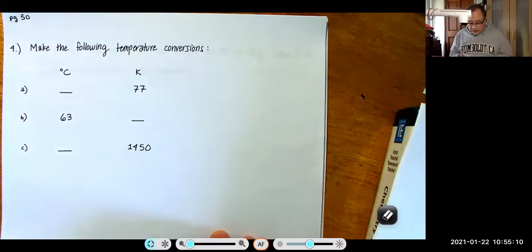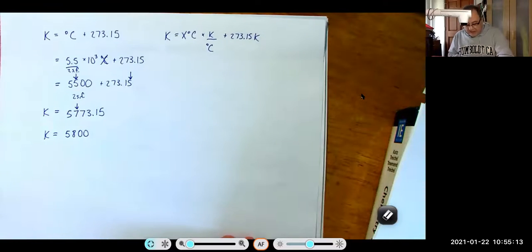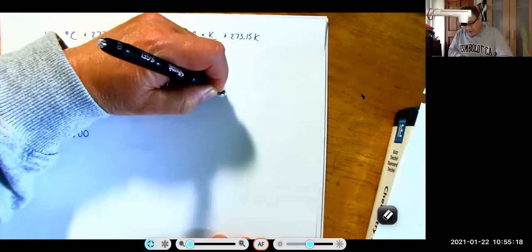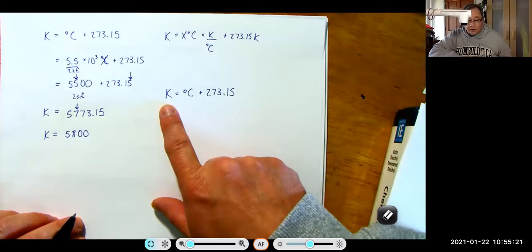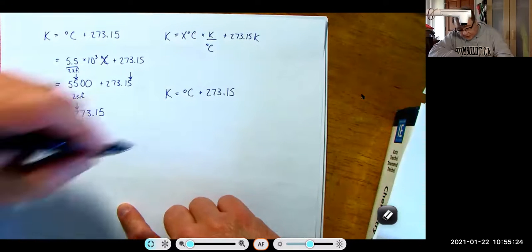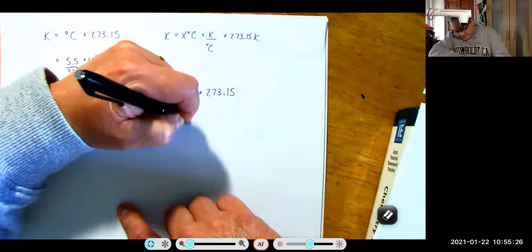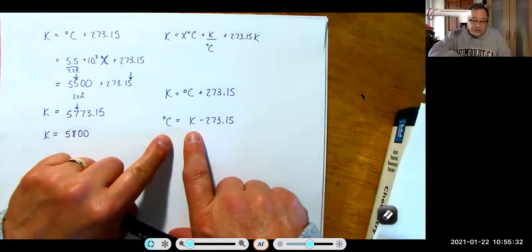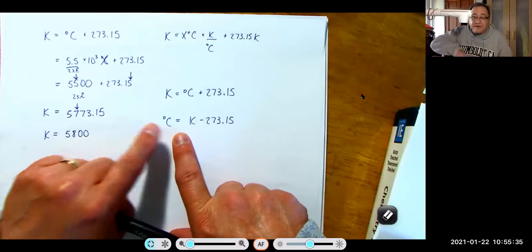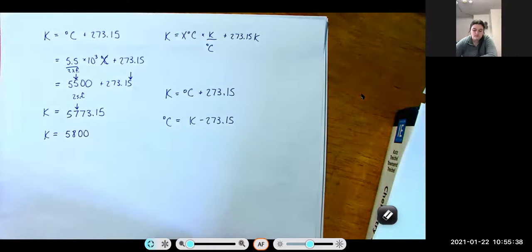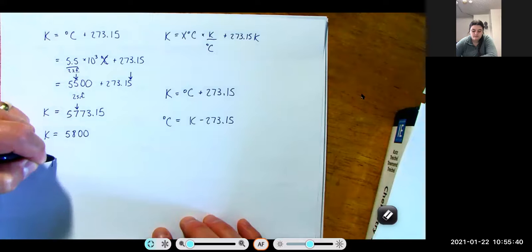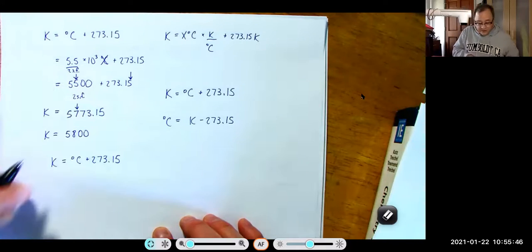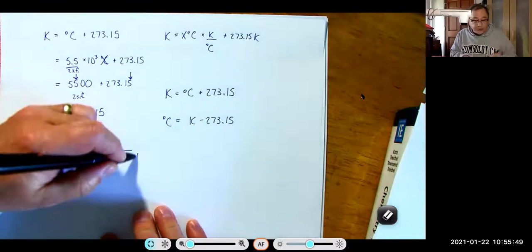Now, let me show you just quickly my take on this. So if you want to get Kelvin, use this formula. If you want degrees Celsius, you want to write this. Notice I've rearranged the equation so I have degrees Celsius on the left and everything else on the right. And how did I do this? Well, let me show you. Now, this is something I expect you to be able to do and not have to show all the work, but I'm going to show you the work, okay?